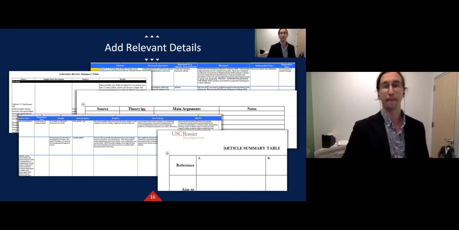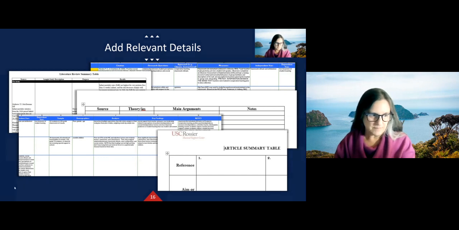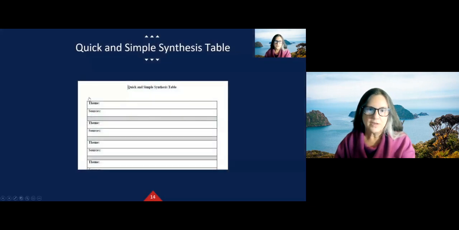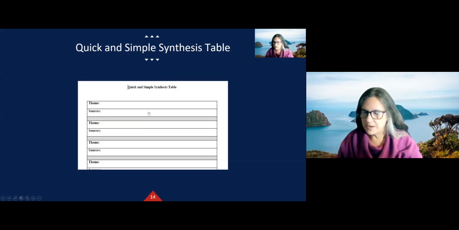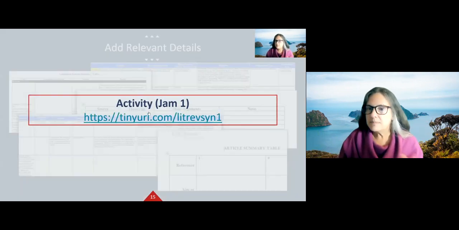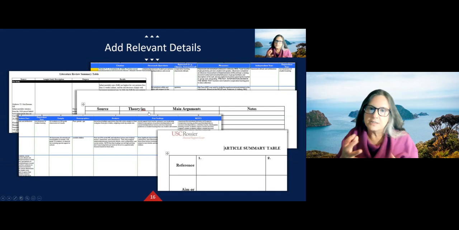Do yourself a service. Yeah, and you can also use that other quick and simple synthesis table, let me see if I can get back there, where you can start plugging in sources that are in conversation with each other. Another column can be strengths and weaknesses, or gaps and limitations.